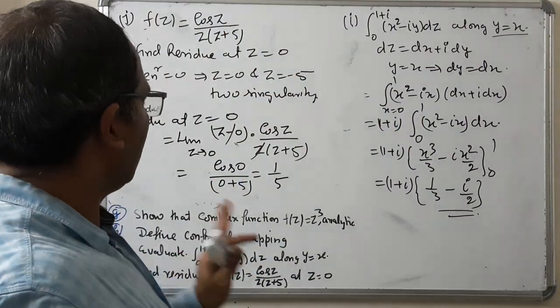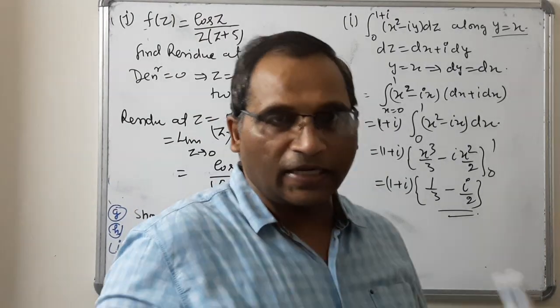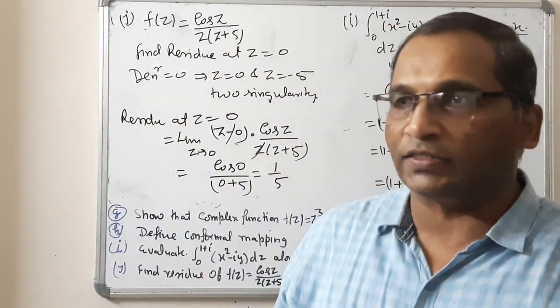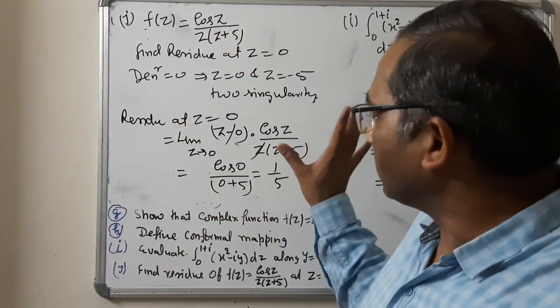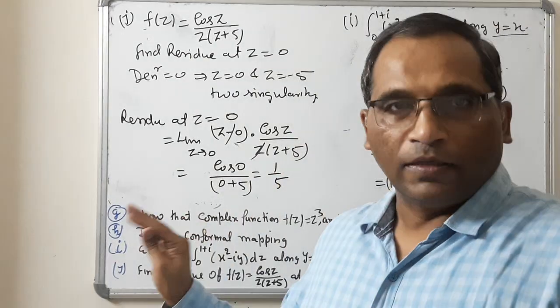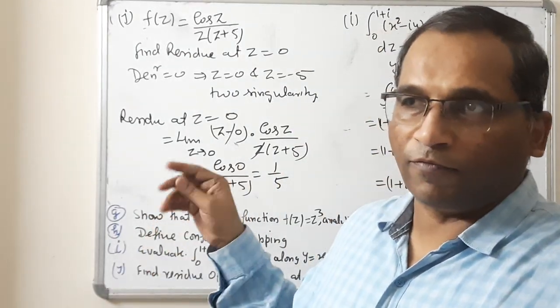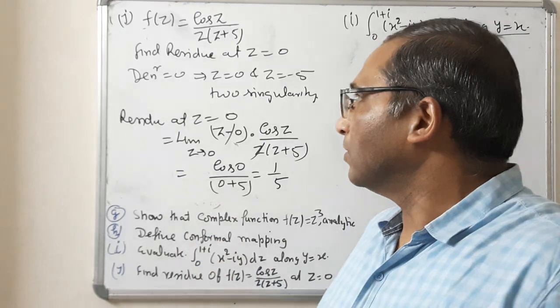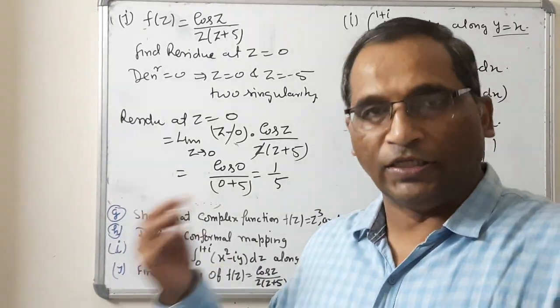So part A is complete. Part A consists of 10 questions, each question of 2 marks, that means 20 marks. So we completed part A in this video. In the next video, that means video number 33, we will start part C.